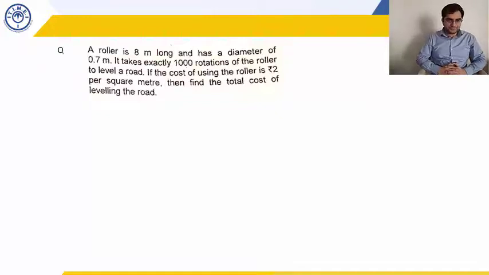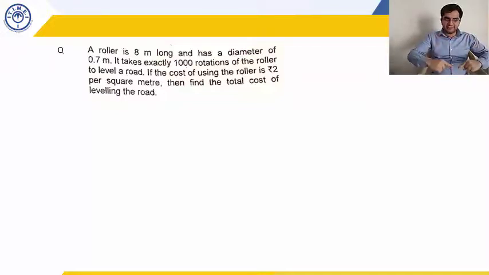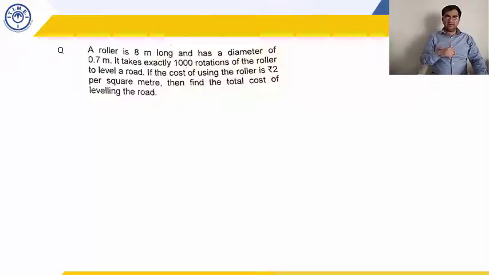Okay, let's solve. A roller is a cylinder. The cylinder has a height given as 8 meters and a diameter of 0.7 meters. That's a radius of 0.7 by 2 meters. Now, what do you need? In one rotation, what part is covering the road? In one rotation, the curved surface area of the roller is covering the road. So in one rotation, curved surface area you have to find out. In 1000 rotations, curved surface area you have to find out.